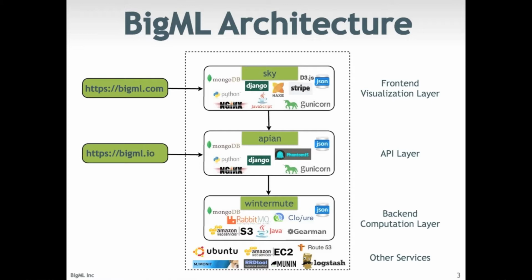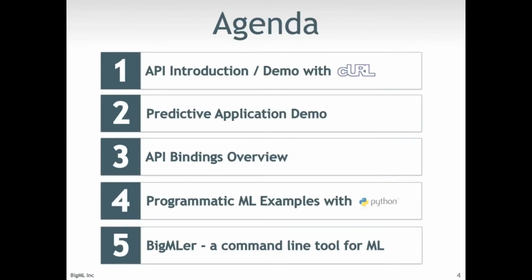So let's take a closer look at how to work with the BigML API. First, just a quick comment about the agenda so you can see what's coming up. I'm going to give a breakdown of the API, and I'll do a quick demo just using curl to directly interface with the REST API. Then we're going to do a demonstration of a predictive application, specifically using JavaScript to make predictions. Then we're going to review some of the API bindings that are available.